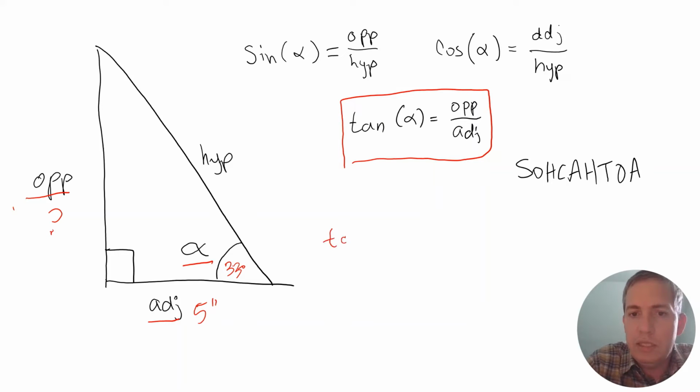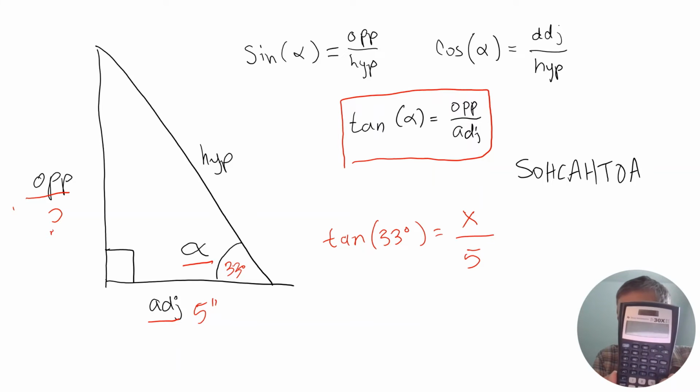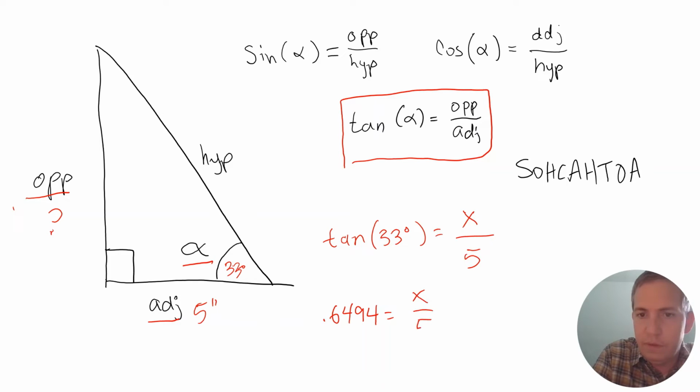And what I can do then is take the tangent of 33 degrees, and I know for a fact that that is the opposite, our question mark, or let's call it x, divided by the adjacent, which we know to be 5 inches. Now, I do have a calculator, so I can punch in tangent of 33 degrees, and I get 0.6494 is equal to x over 5. And then I can solve this equation by multiplying by 5 on both sides. And what I end up getting is 3.247. So this tells me that x is equal to 3.247.